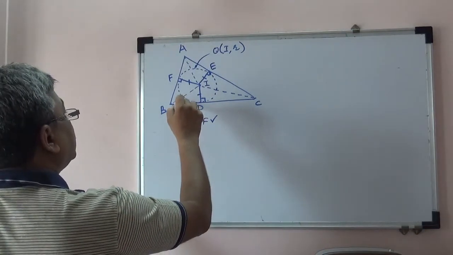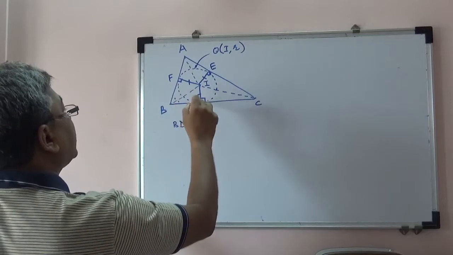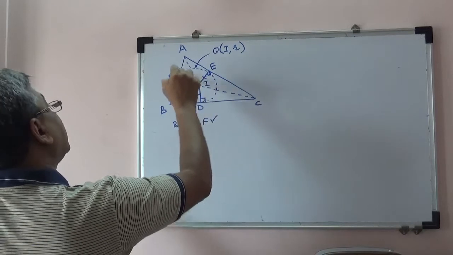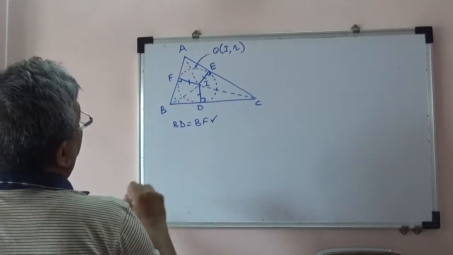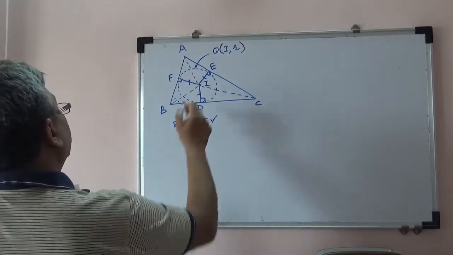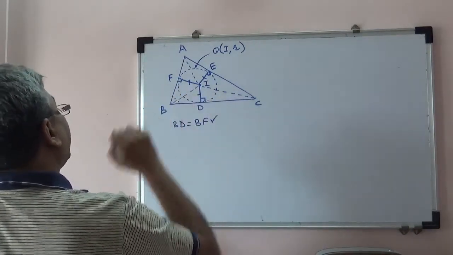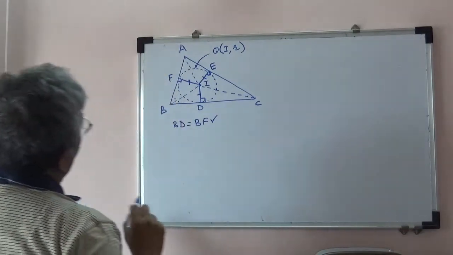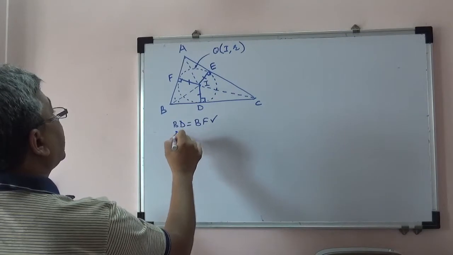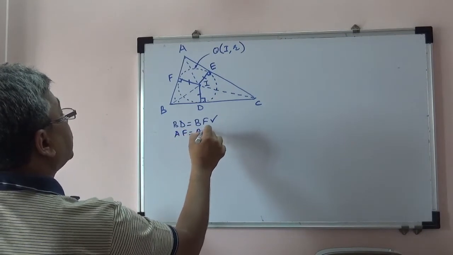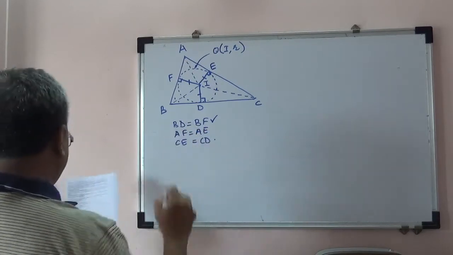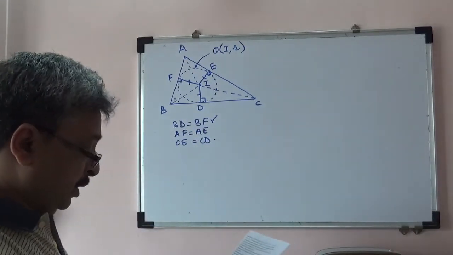Now this angle is equal because it is an angle bisector. There is a common side, there is one more angle, and this side we have earlier proved. Therefore, maybe by RHS or maybe by SAA, these two triangles are congruent, and hence BD is equal to BF. Similarly we can write AF is equal to AE. Similarly we can write CE is equal to CD. So all these distances are equal, right?